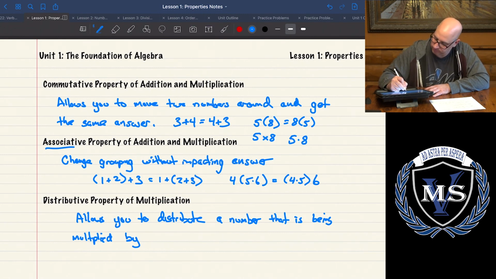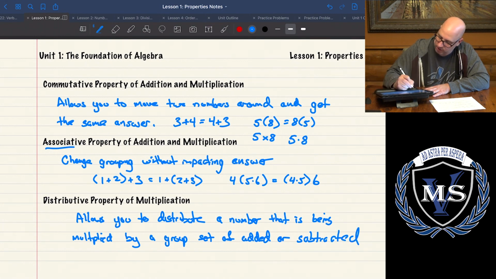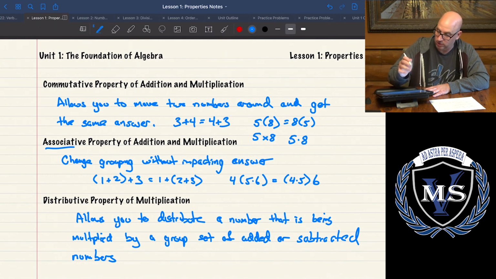By a group, or a set. Yeah, a group or set of added or subtracted numbers. That is probably horrible sounding. But hopefully it'll make sense when I show you an example. So that's what I want to do next.